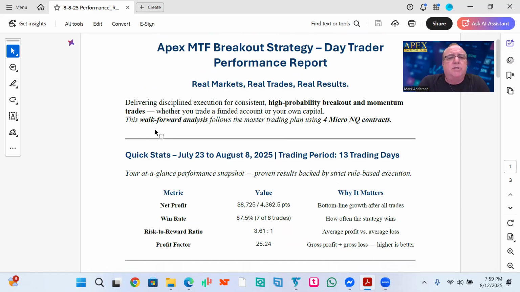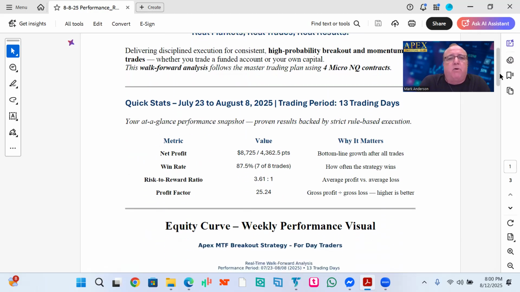Like I said here, this is a walk forward analysis. All right, this follows the master trading plan, which I have, and I can get to you, which uses the 4 micro NASDAQ contracts. This is a high probability breakout and momentum strategy. Okay, like I said, you'll see moving forward how it works.